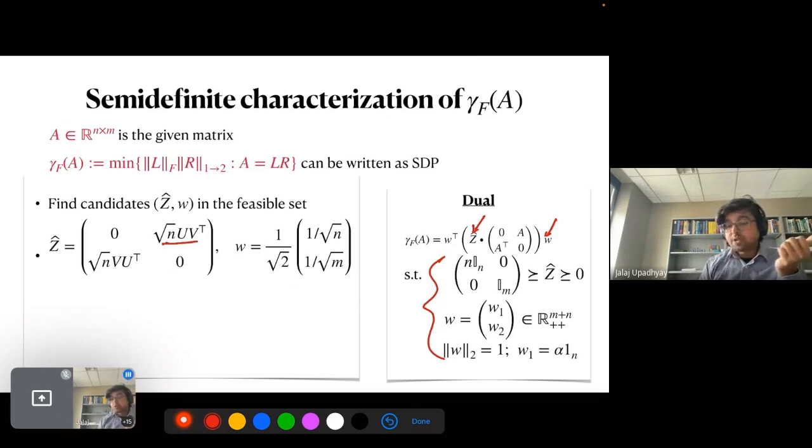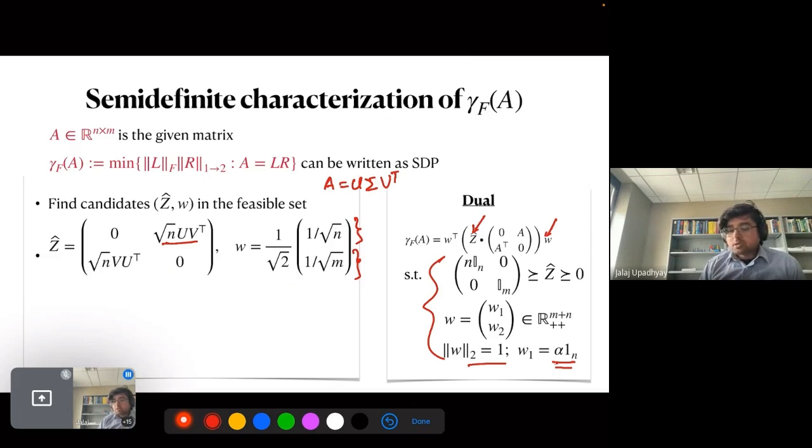So suppose your matrix A is U sigma V transpose. I don't know what U and V transpose are for now. I'll pick this to be Z. This is a lower bound proof, so there exists a matrix. I know that. And my W, I have to ensure that the first entries of W1 are the same. I pick 1 by square root of n. And W2, because the norm has to be the same, I also pick them 1 by square root of n. Both of them are satisfied.